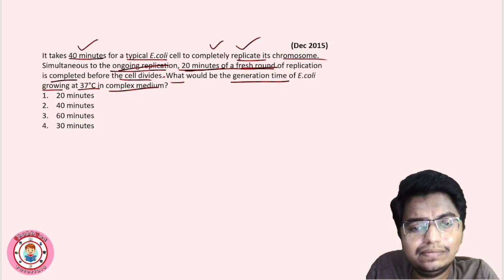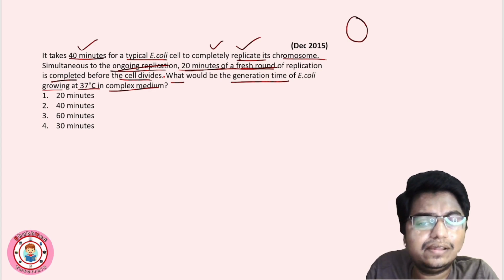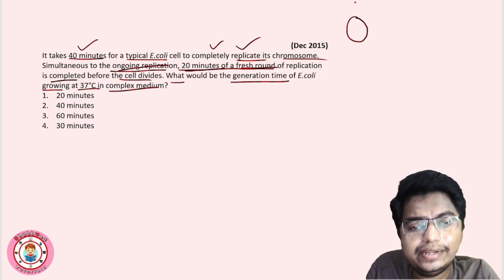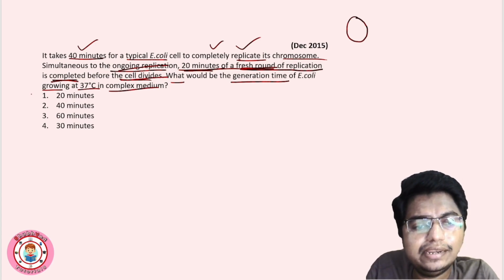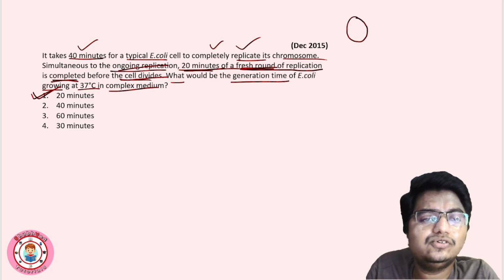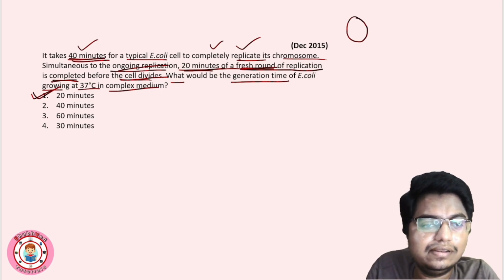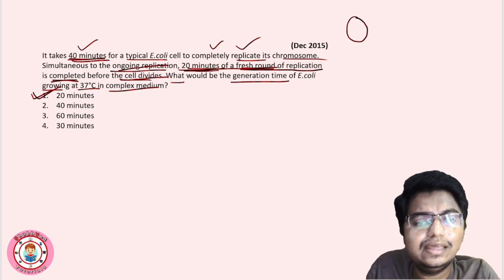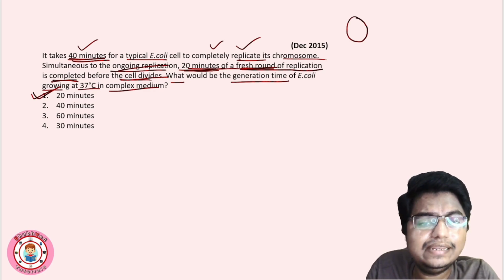Meaning 20 minutes. Ongoing replication: while one replication is going on, the other one is also going on. So these are basically overlapping. So 20 minutes of fresh round of replication is completed before the cell divides. So the generation time will be 20 minutes. Carefully read the question. It is 40 minutes for complete replication, but a fresh round of replication happens in 20 minutes simultaneously, right? So the generation time will be 20 minutes.